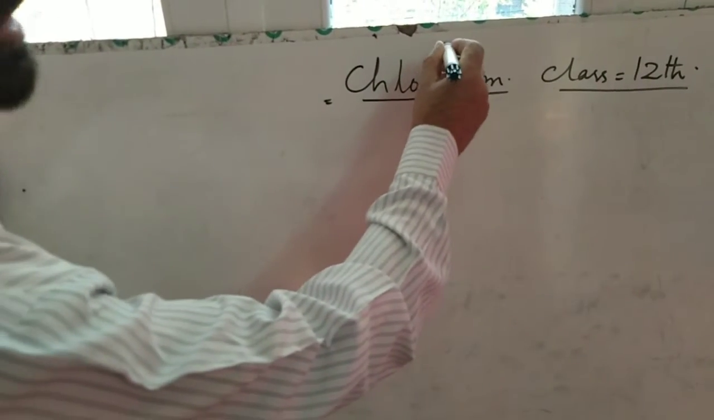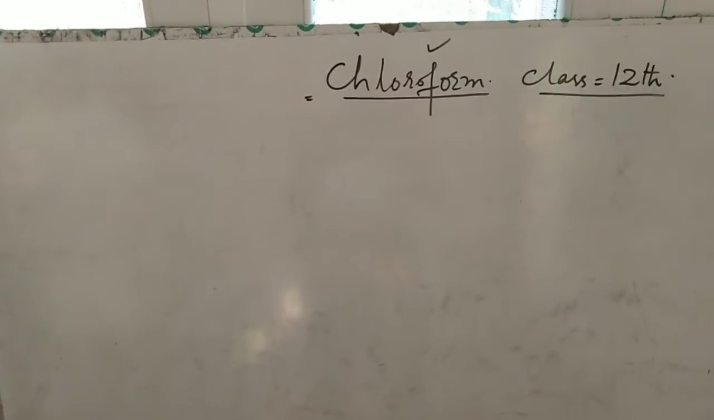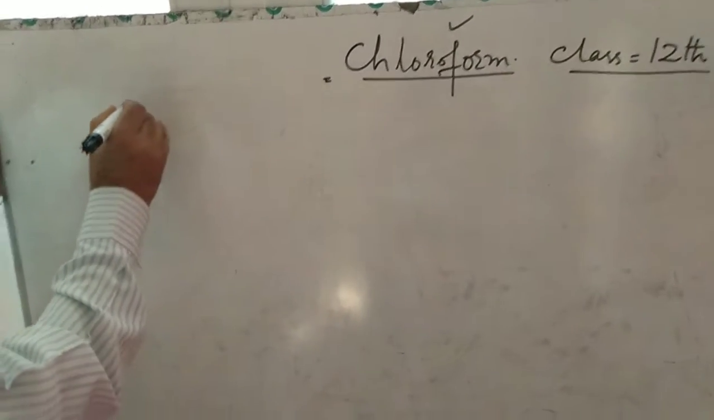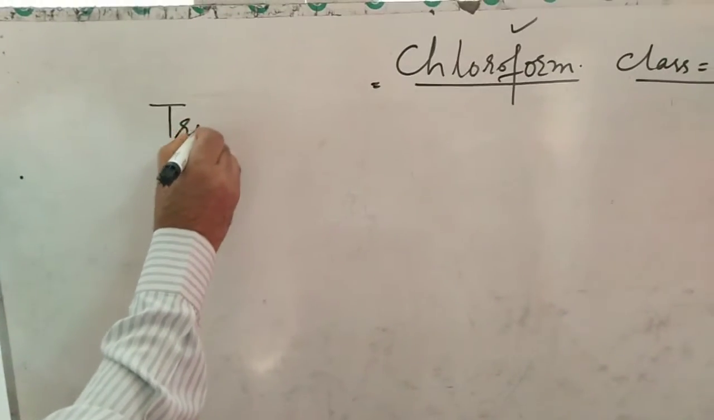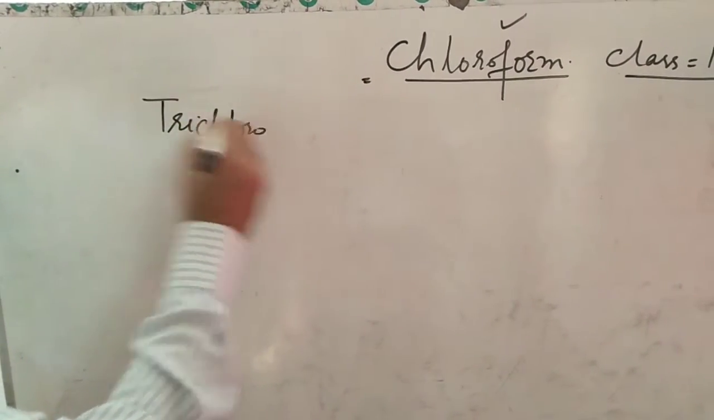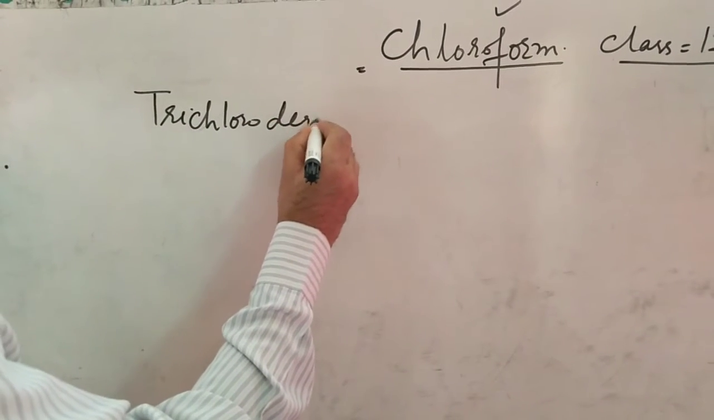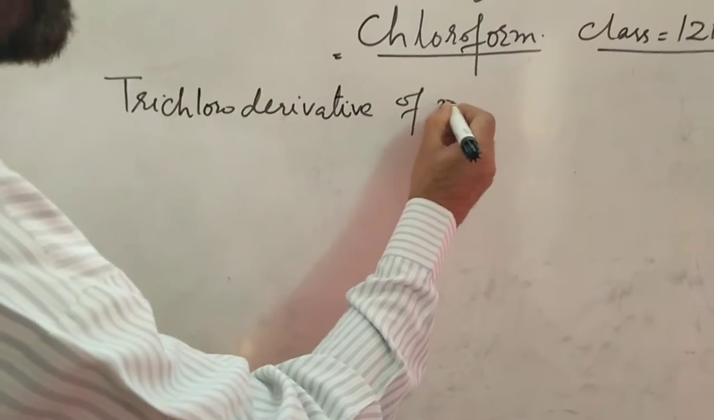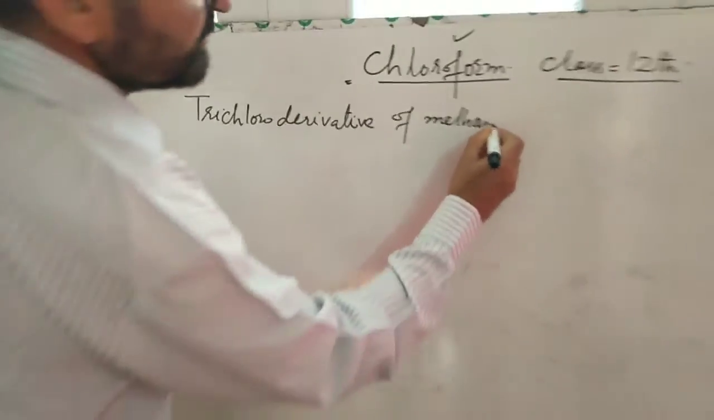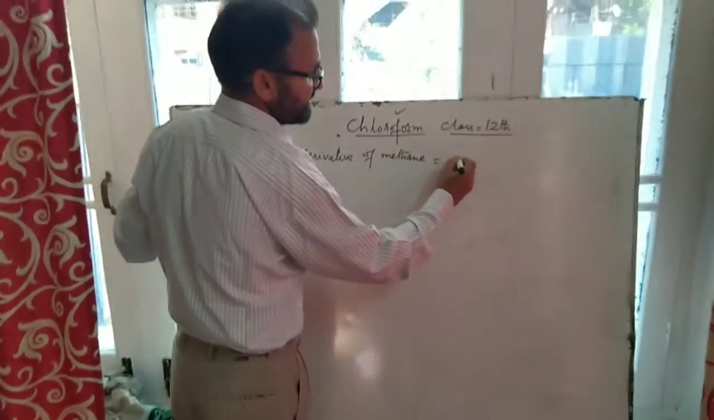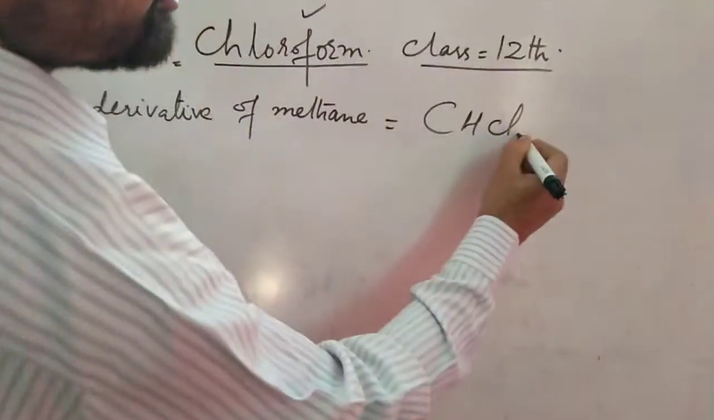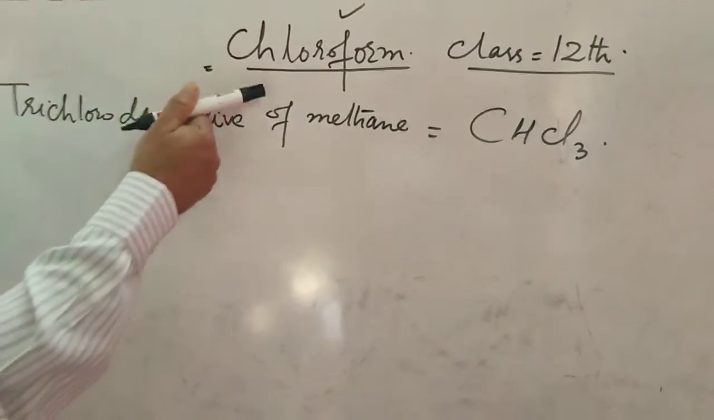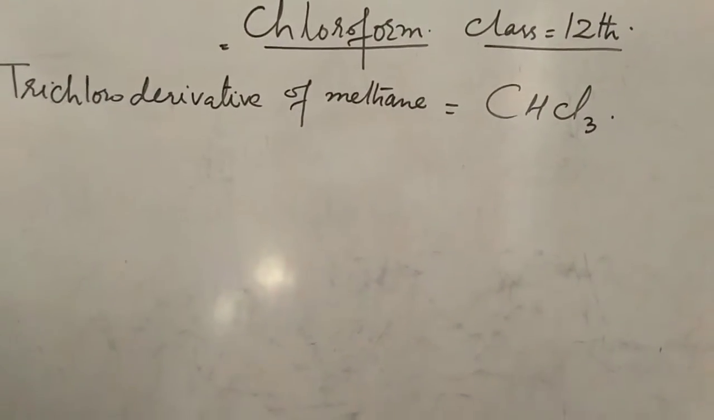Studying one of the important trihalogen derivatives of methane, that is chloroform, the trichloro derivative of methane. The formula is CHCl3. Today we are going to study this chloroform, its preparation and its properties.